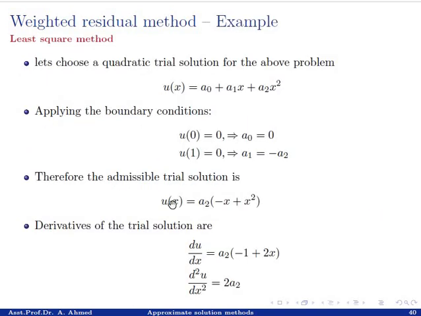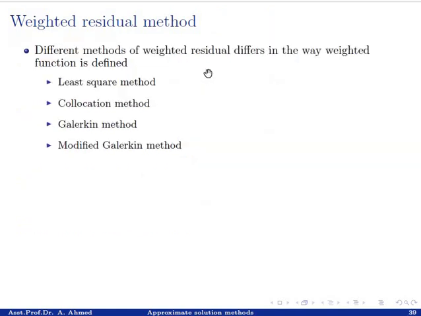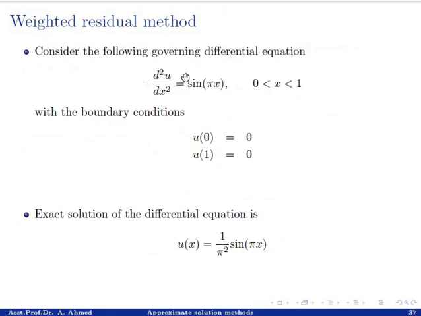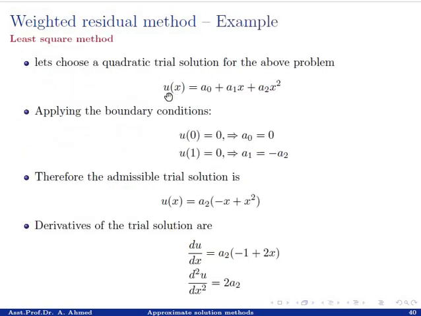So let's try to discuss the first method of the weighted residual method, the least square weighted residual method. Again, the first step in the solution of the least square method is to assume the polynomial trial function. In this case, let's say I am assuming a quadratic trial function for this particular problem. I want to determine the approximate solution of this differential equation, and let's say I have assumed a quadratic trial function a0 plus a1x plus a2x square.